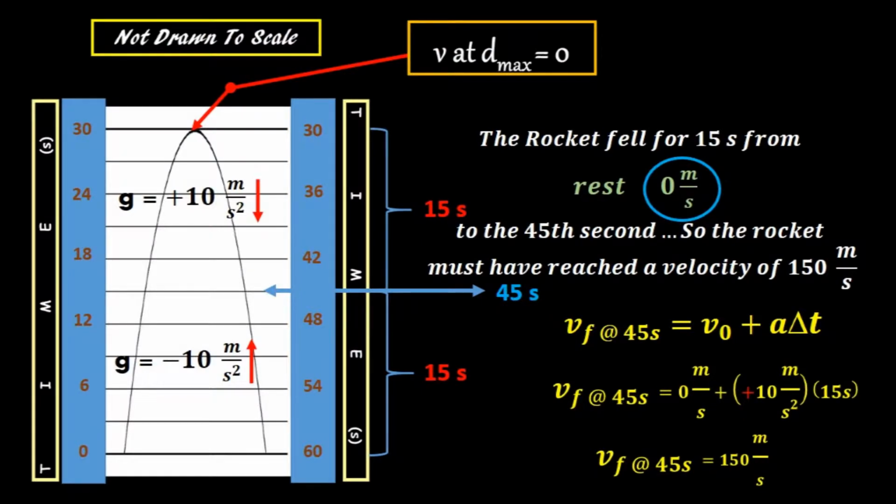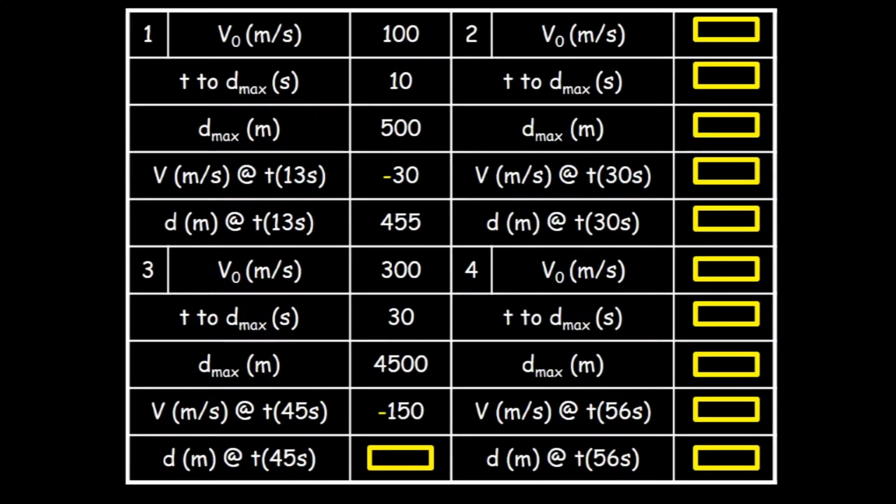So if it's falling for 15 seconds, it's going to be going, what? It's going to be going 150 meters per second. Look at the equation, that's how you solve it. VF at 45 seconds equals 0 plus a positive 10 times 15, positive 10 because it's falling. Yes? Yes or no? So it's going to be 150.